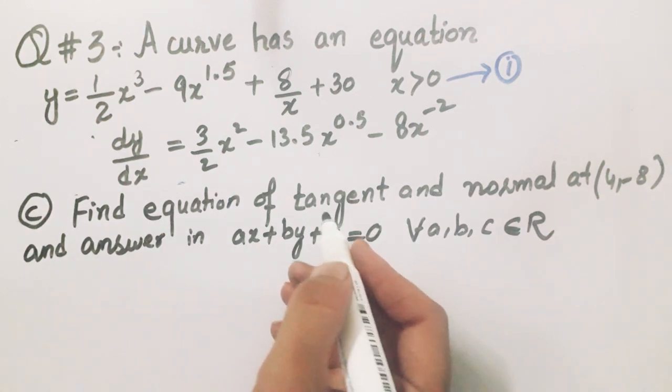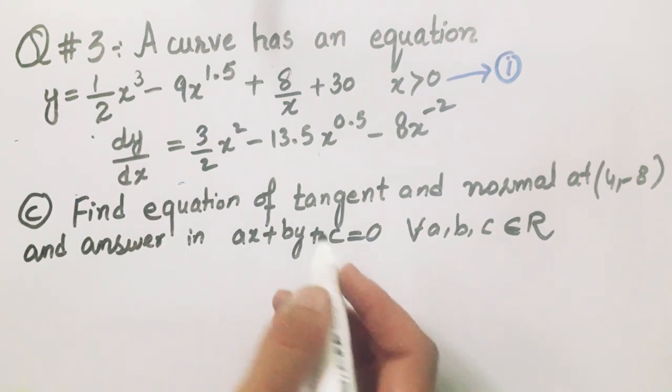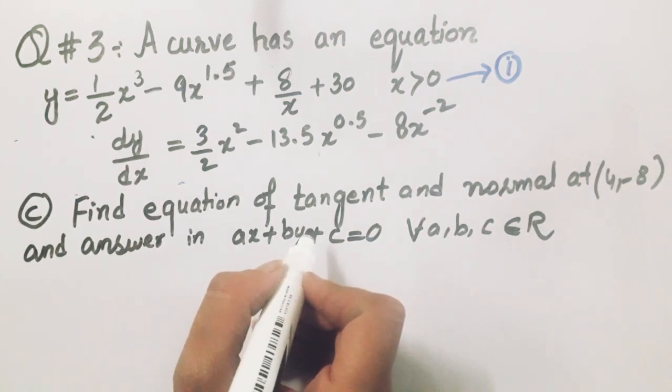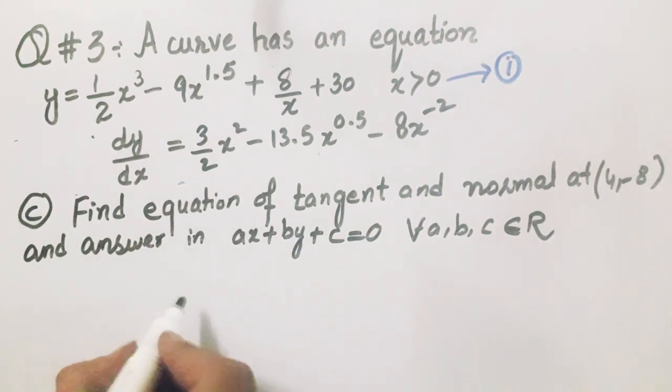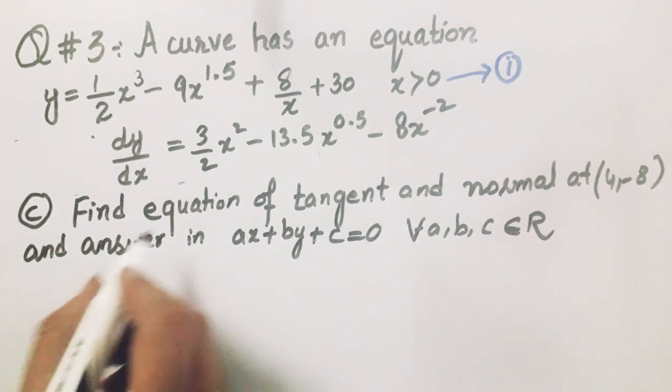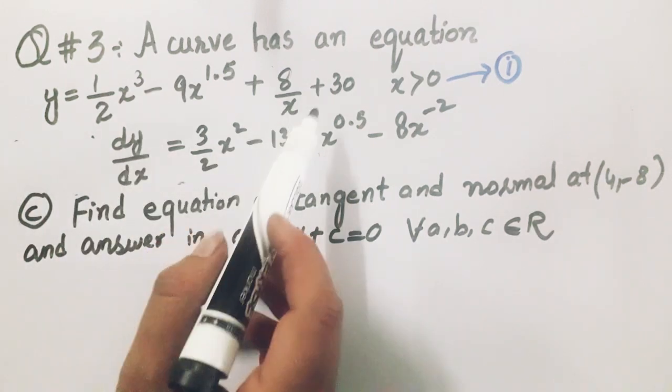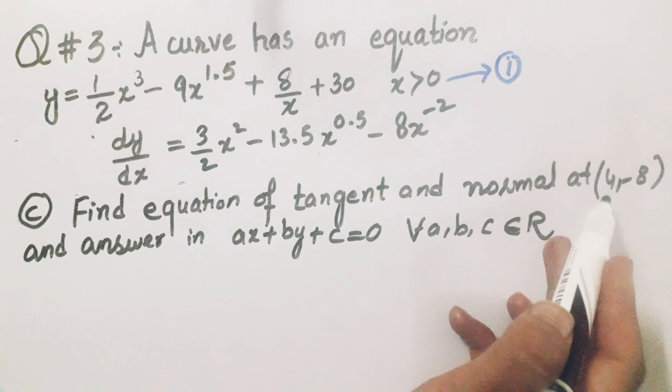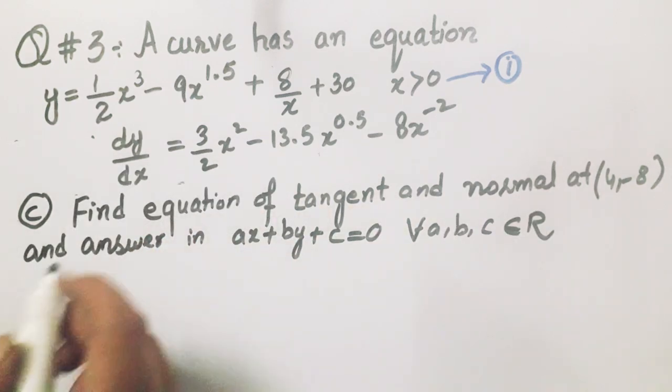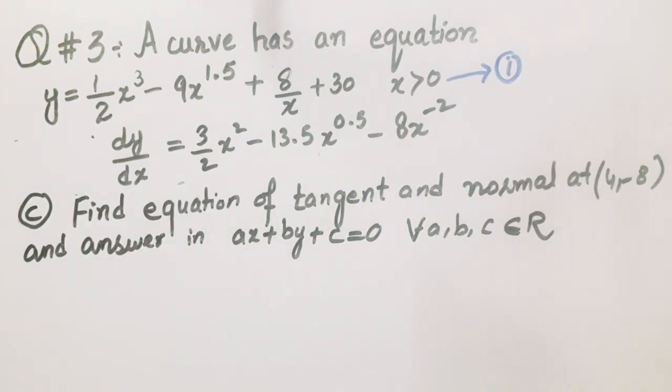To find the equation of tangent, we know that for the equation of tangent, slope is required. Slope can be found if you substitute the value of x, that is 4, in this dy by dx, because dy by dx is always equal to m.